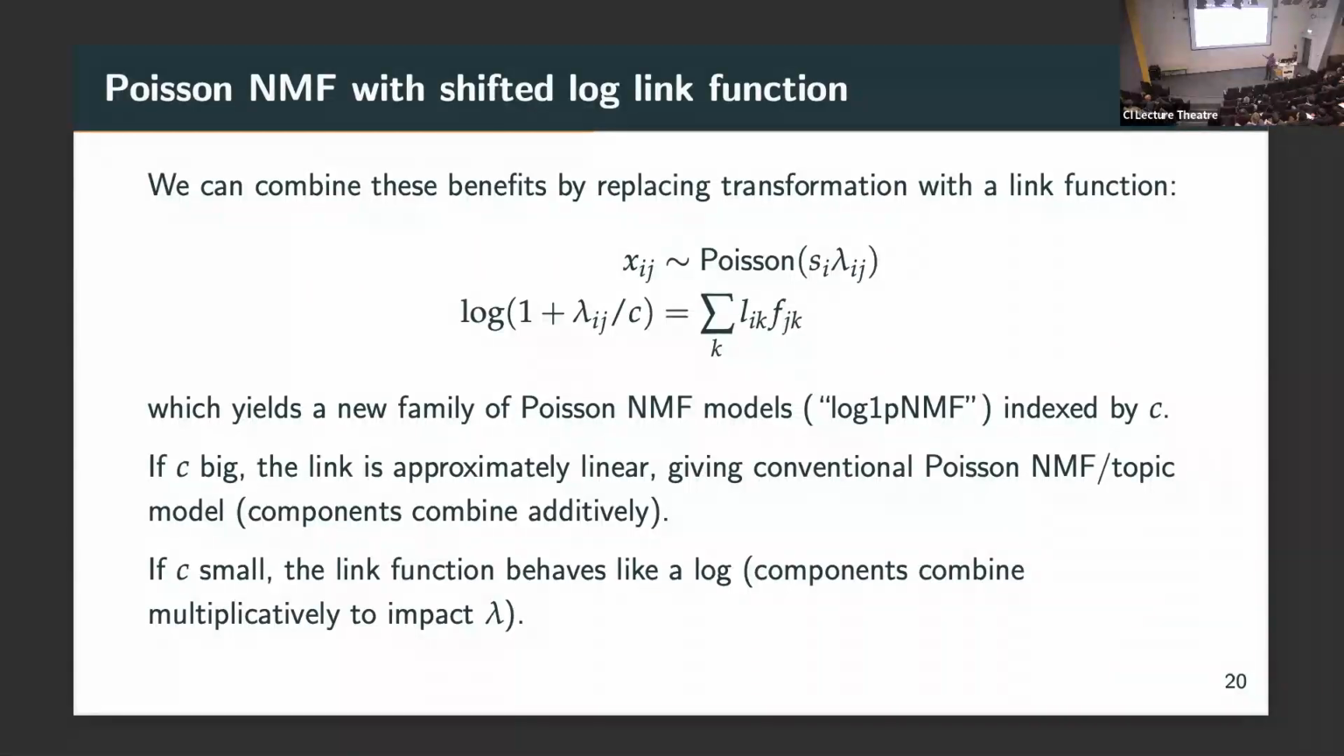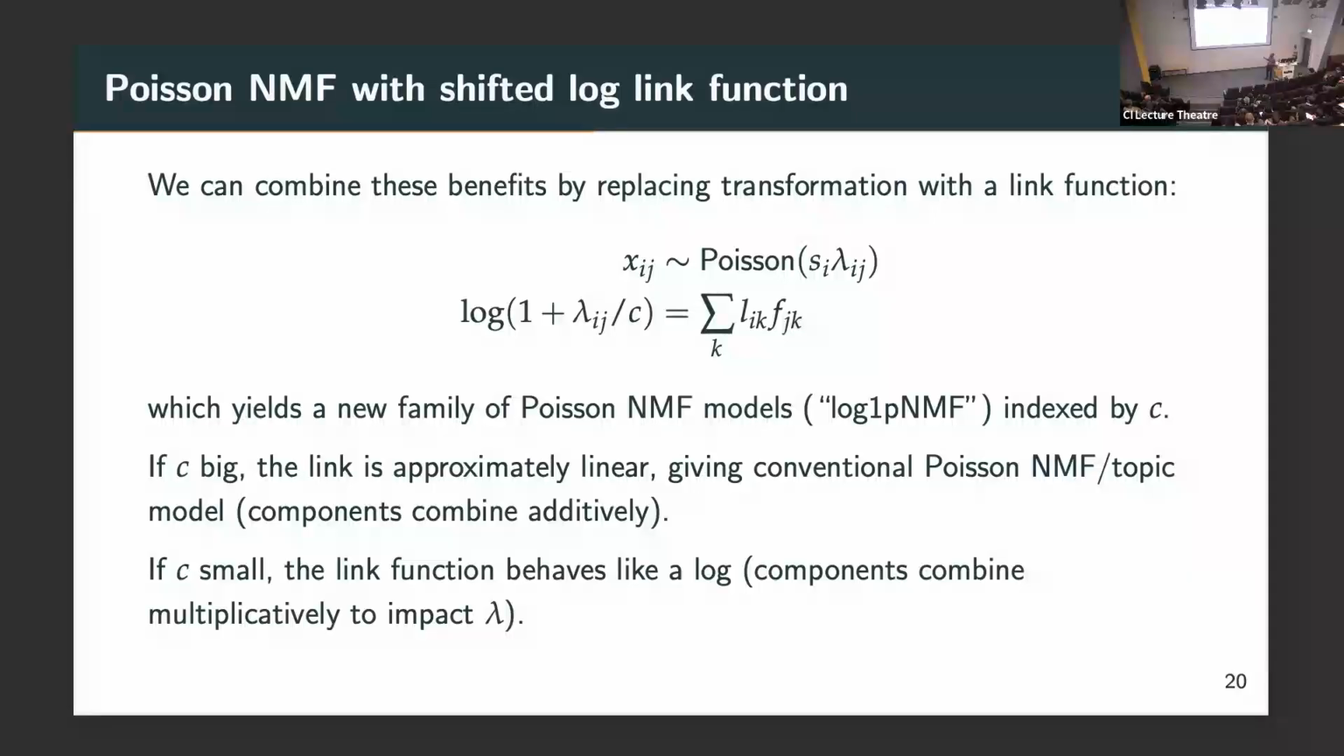So, okay, this is actually a family now, because it depends on what value of C you choose. Think of C as a thing you can choose, and it changes the results. If C is very big, then this will typically be small, and you get log 1 plus something small, which is something small. So when C is big, this becomes essentially the identity link up to a constant. And so when C is very big, this will give you the original Poisson NMF with additive effects that I already showed, what I called a topic model. So when C is big, this model ends up giving you essentially Poisson NMF or topic modeling.